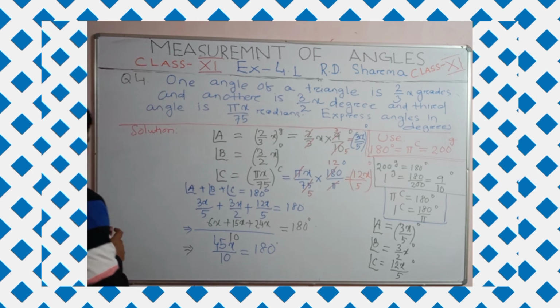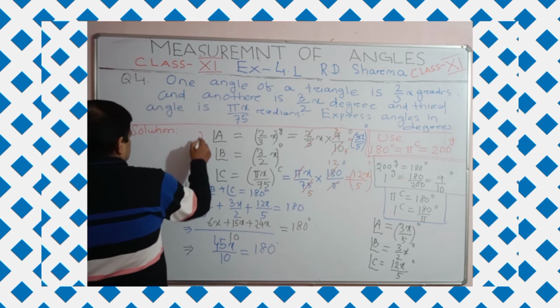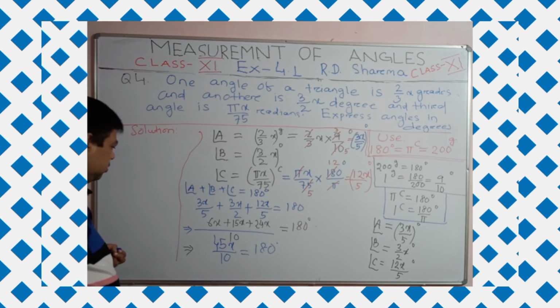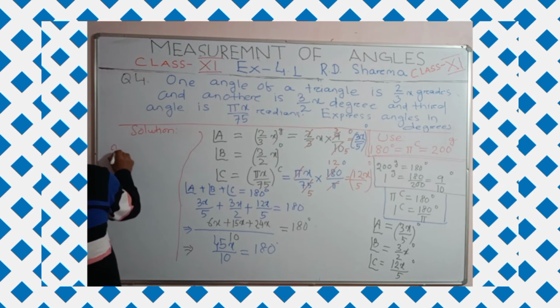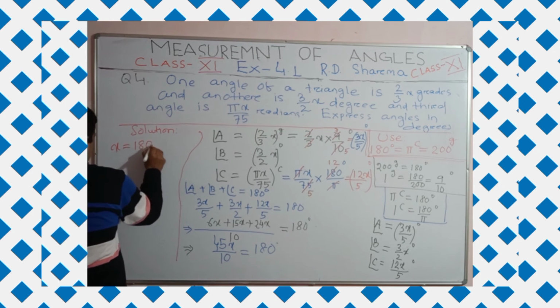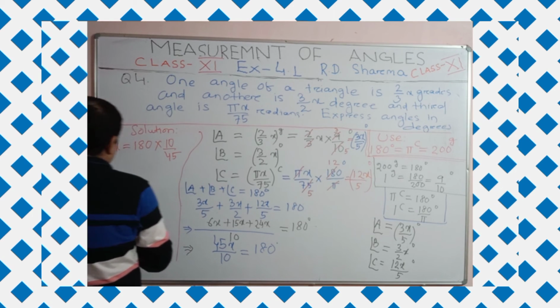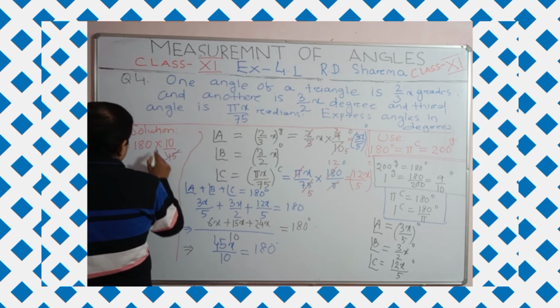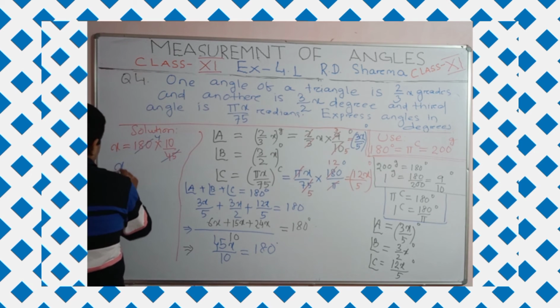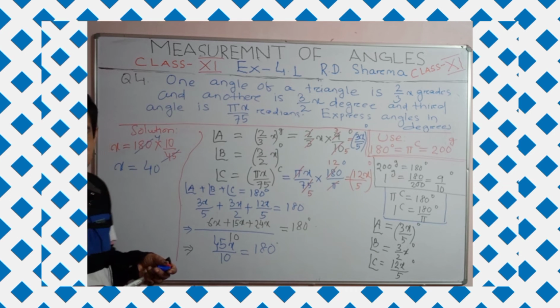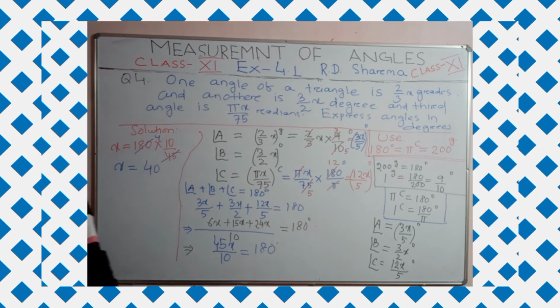Yes. Okay. Then you find the value of x. You can directly find x is equal to 180 into 10 upon 45. Here 10 upon 45 means 45 times 4 is 180. So x is equal to 4 into 10, which is 40. We got x is equal to 40.